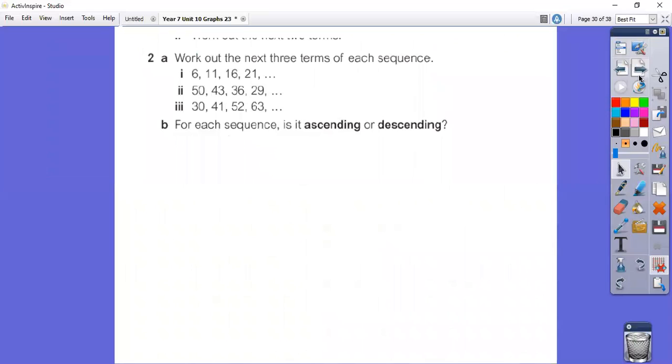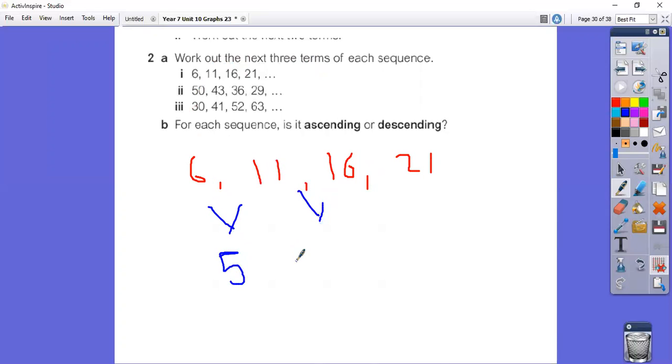Moving on to question 2. It says question 2, work out the next 3 terms of each sequence. So for the first one, we've got 6, 11, 16, 21. Again, looking at the common difference between these terms. So what's the difference between 6 and 11? Well, that's 5. 11 and 16 is 5. 16 and 21 is 5. So we can see the common difference. So it's increasing by 5 each time.